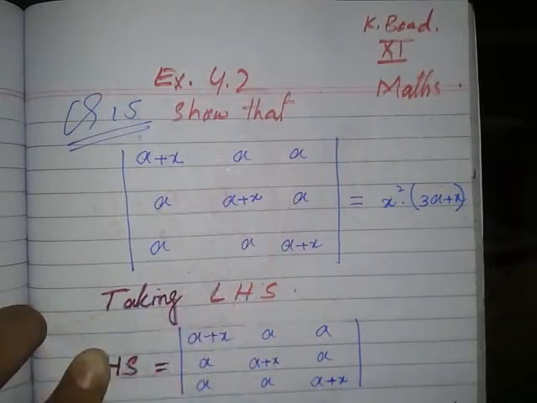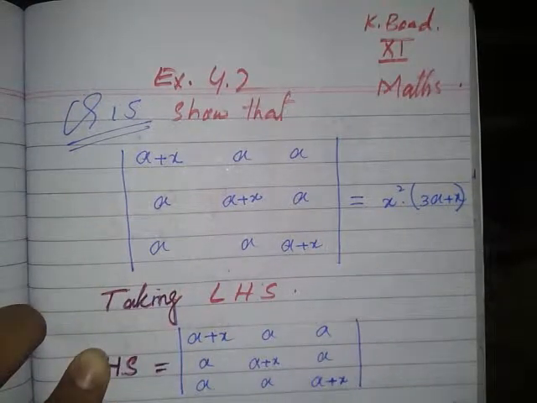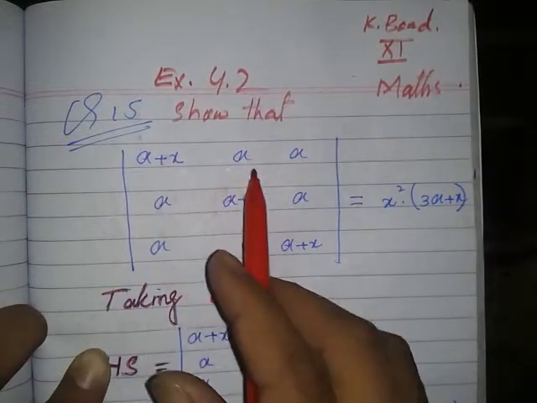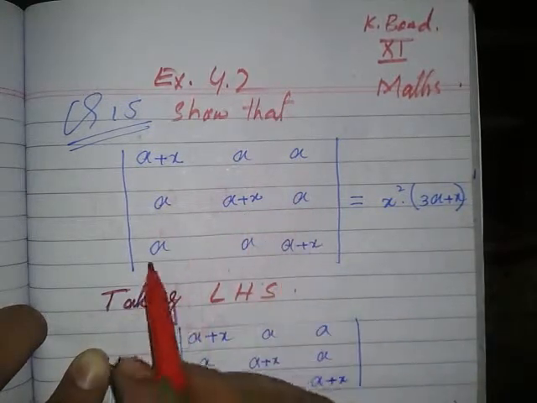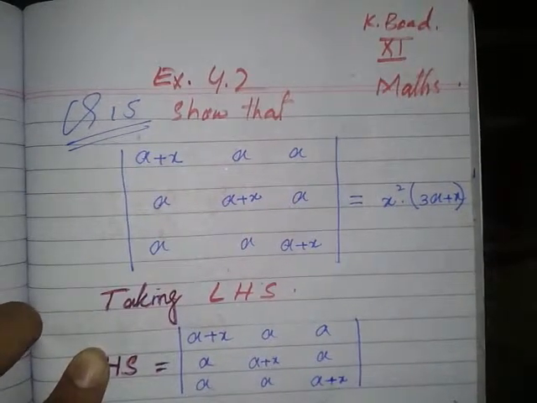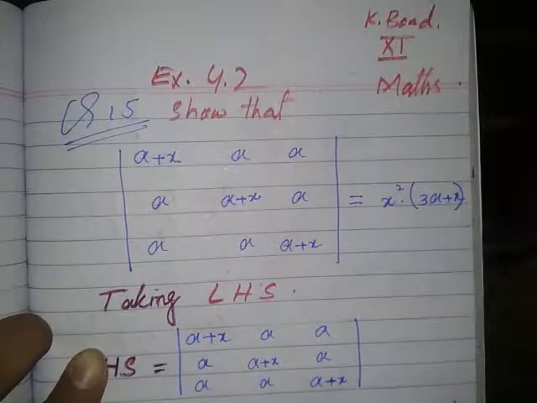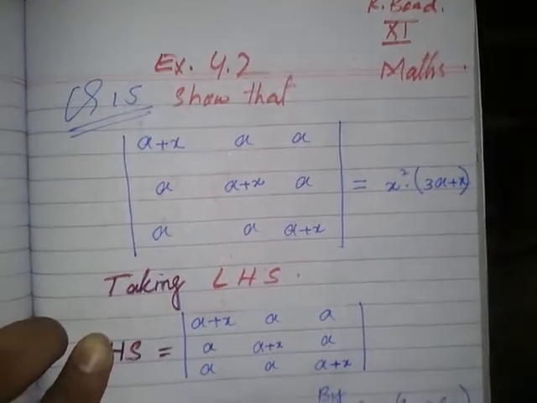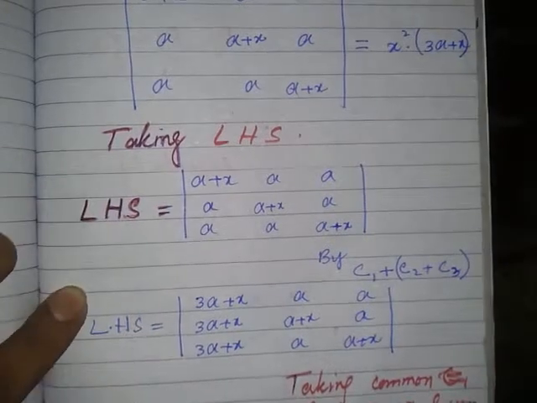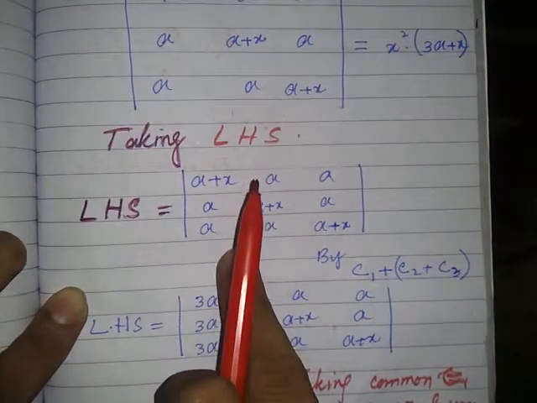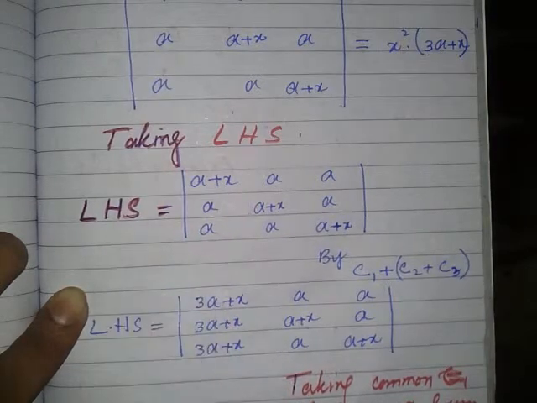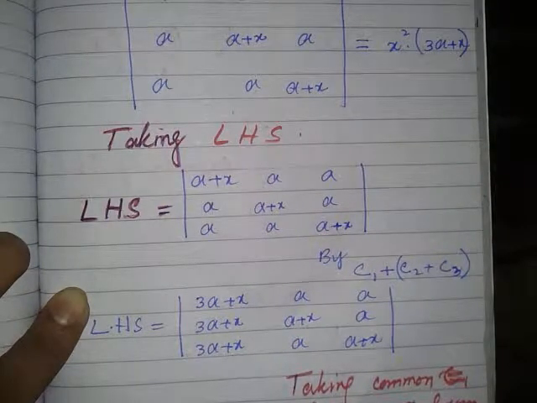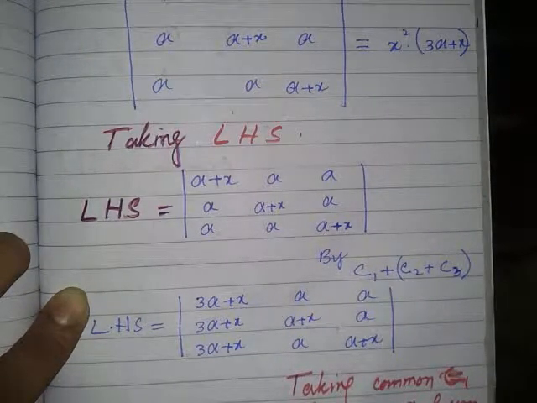On the left hand side you can see that this is a determinant. Inside of the determinant they given a plus x, a plus x, a and a plus x. We have to prove that this left hand side is equals to this right hand side. First of all, we are taking the left hand side and we shall prove mathematically that it will be equals to that right hand side. We shall do this by using properties.